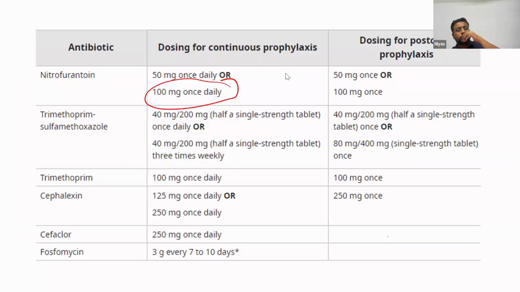In some premenopausal women especially, the UTI will be triggered by sexual intercourse. In such females, if the sexual intercourses are infrequent, it is better that they take it as post-coital prophylaxis.